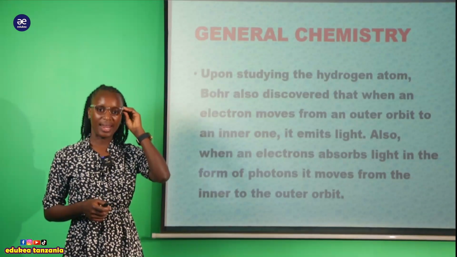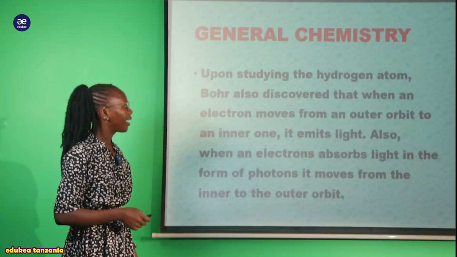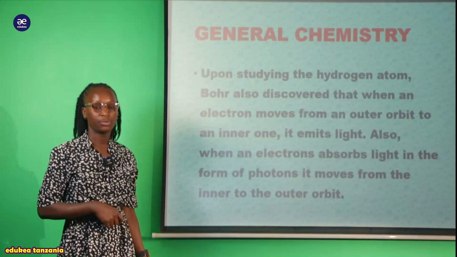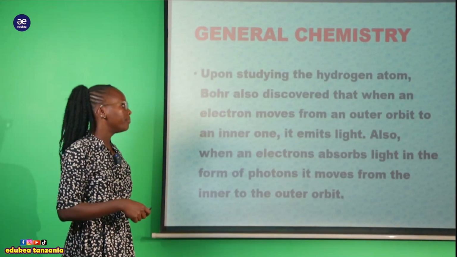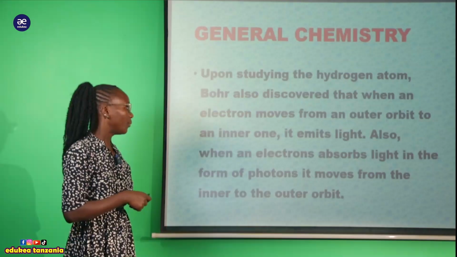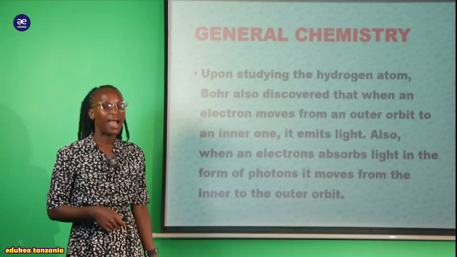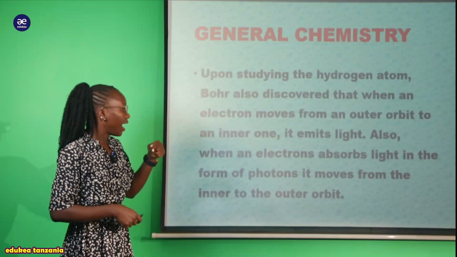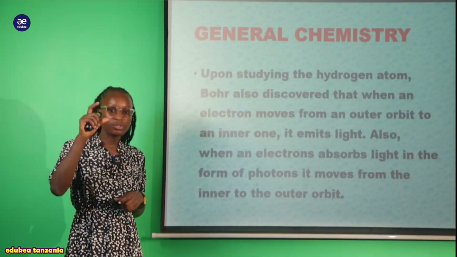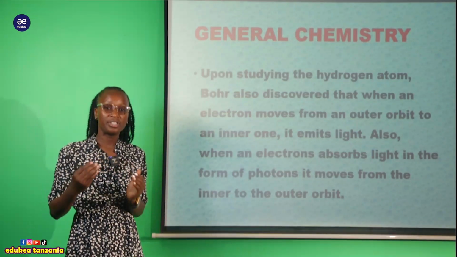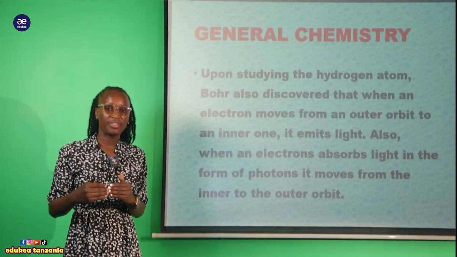Huyu ni Bohr, alikuja na hii idea wakati anasoma the hydrogen atom. Alikuja kuona kwamba electron moves from an outer orbit to an inner one, it emits light. Na maana akitoka kwenye outer to in, anafanya emission or anafanya emitting of the light.